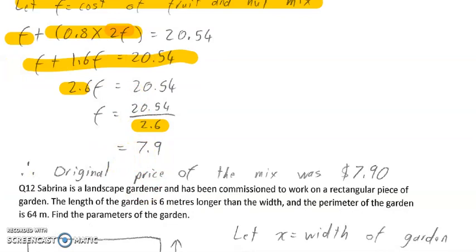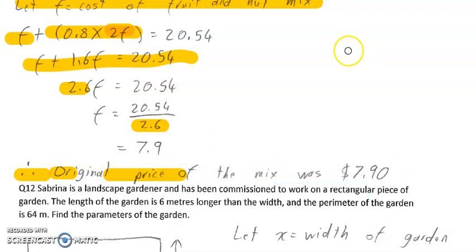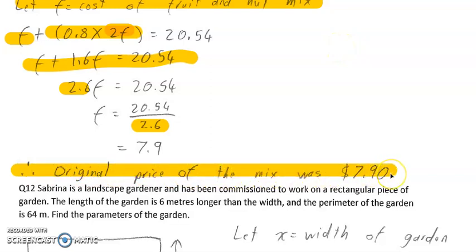I know I sound like a broken record, but I want to stress it again, or rather highlight it again. Oh, that didn't work properly, did it? Let's try that again. Yeah, that looks better. Don't forget, worded question, you need a worded statement for your answer. So the original price of the mix was $7.90.